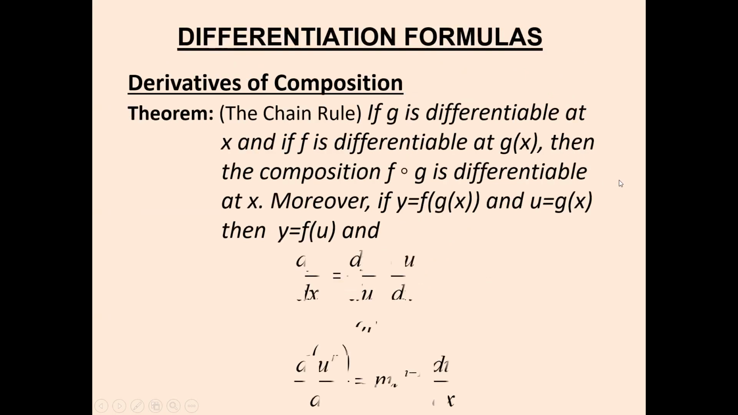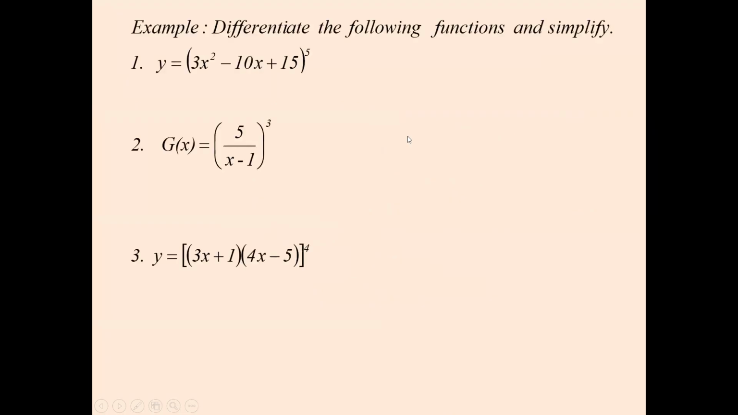Next, we have the chain rule. Okay, so for chain rule, parang meron ulit tayong isang function dun sa isa pang function. So parang may composite function dito. Okay, so for example, yan. We have y is equal to (3x squared minus 10x plus 15) raised to 5.